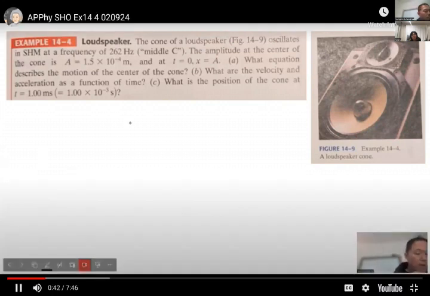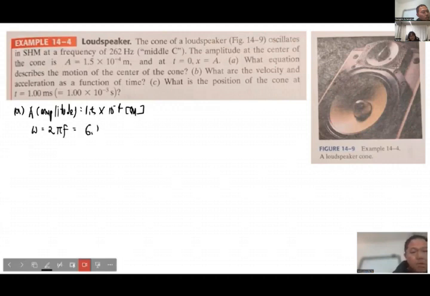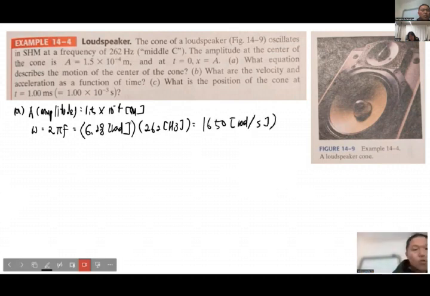Let's just start with A. So, the amplitude here is already given, 1.5 times 10 to the minus 4 meter, and the omega, angular frequency, is 2 pi f, 6.28 radian times frequency 262 hertz. So that is 1650 radian per second.